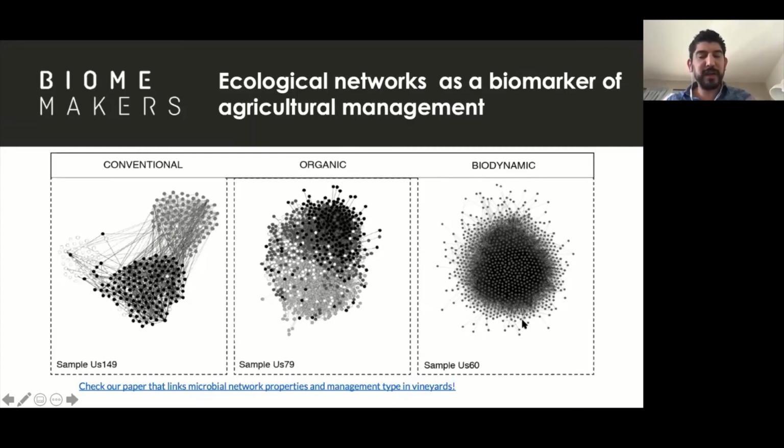And actually, you don't even have to look at the network. You can measure properties of this network and come up with that score. And that's exactly the score that comes up in the resistance component of our report. Basically, we have been able to correlate the topology of these networks with type of management in vineyards. We have also subsequently been able to demonstrate that these interactions are very relevant for other interesting features such as yield and nutritional composition of the crops and so on.